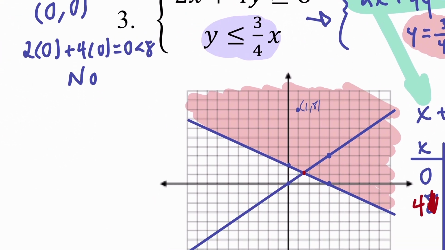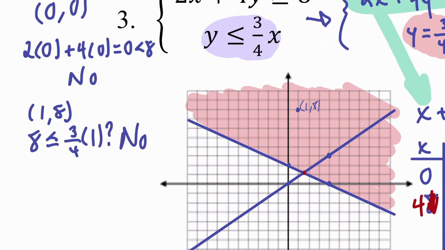So, yeah, 1, 8. Checking the other one. So 8 less than or equal to 3/4 times 1? Well, no. 8 is not less than 3/4 times 1 because 3/4 times 1 would be 3/4, right? So no, it's not. So the solutions are on the other side.